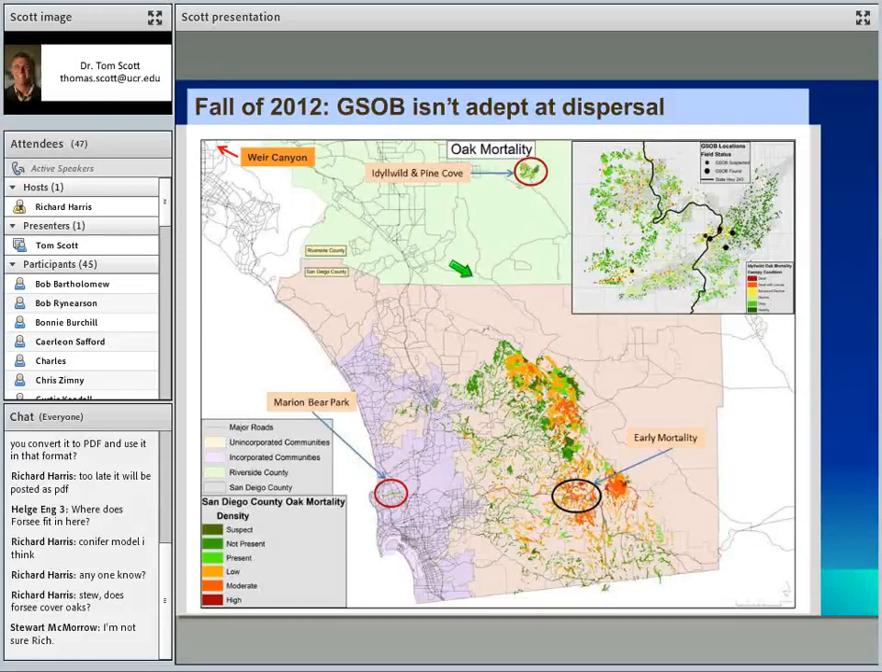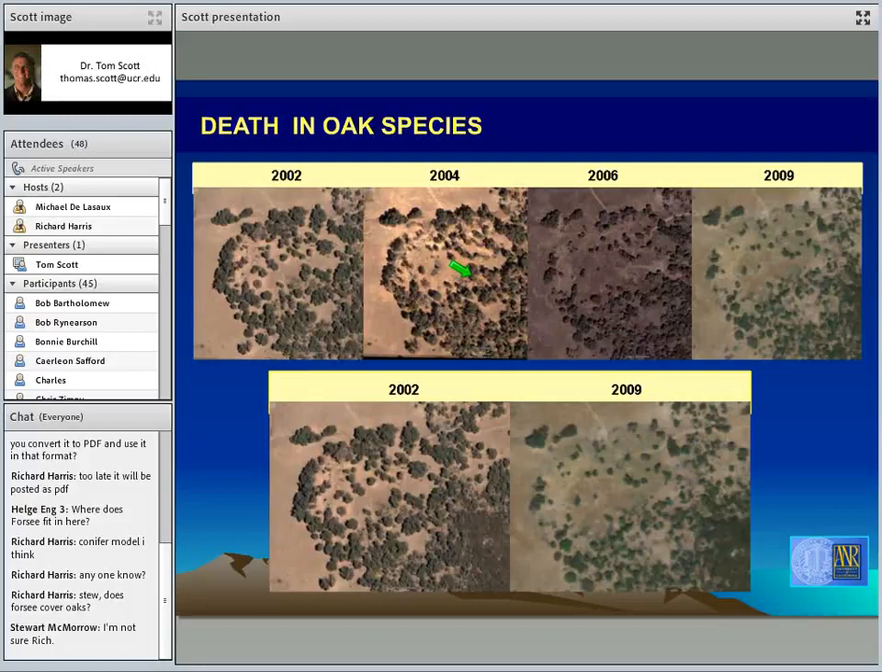So this just gives you a sense of one of the problems we have with gold-spotted oak borer. It's currently on about 26,000 hectares of oak woodland. It's easily killed 100,000 mature oaks, and it's wiping out the coast live oak and black oak forests of San Diego County. It's probably the biggest change occurring in these woodlands since the Pleistocene.